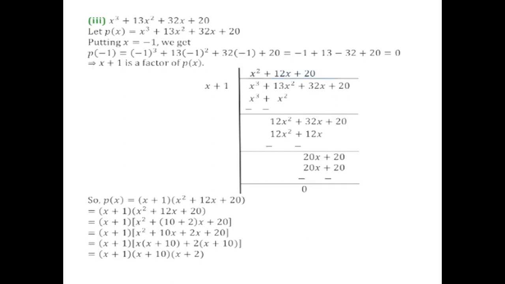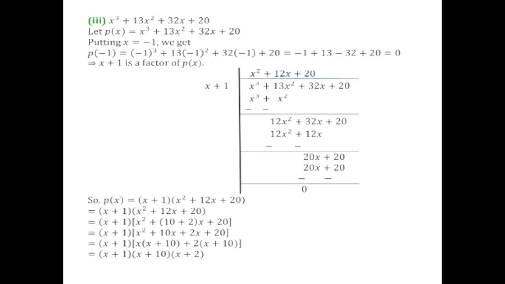As you could see on the screen, x is equal to minus 1 was put, which gave me the remainder as 0 and helped me to conclude that x plus 1 is a factor. As we did with the previous two sums, I used x plus 1 to divide x cubed plus 13x squared plus 32x plus 20. If you go by the long division method correctly, since x plus 1 is already a factor, I would get the remainder as 0, and over here I got the quotient as x squared plus 12x plus 20. Now, what's the last step?